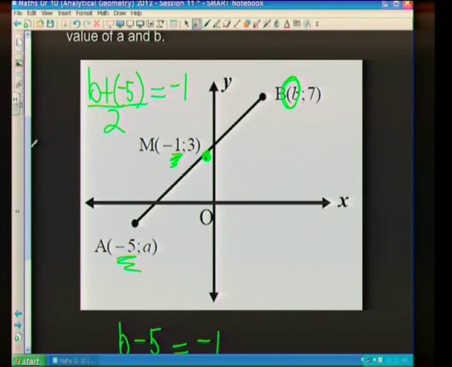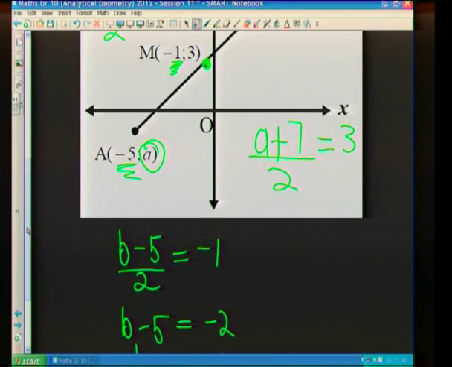Yeah, B could be 3. That looks about all right. No problem. Now I'm going to find A in exactly the same manner. I'm going to say the one y value plus the other y value divided by 2 gives me the y value at the midpoint, which is 3.